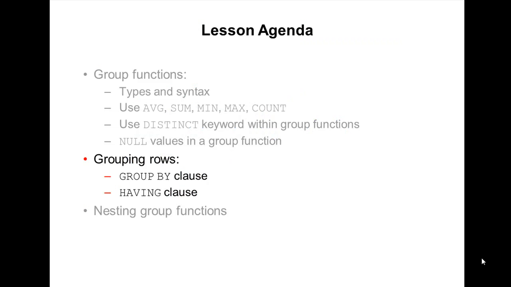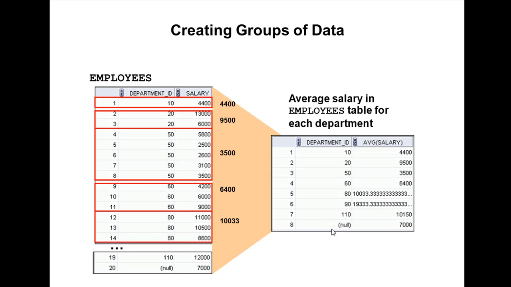Now I'm going to explain the group by clause and the having clause. Until now, all the group functions you have seen have treated the table as one large group of information. Sometimes we may need to divide the table of information into small groups, and this can be done by using the group by clause. So what is a group by clause?